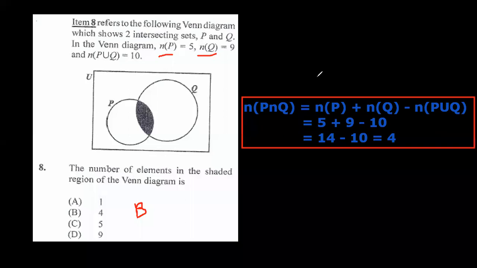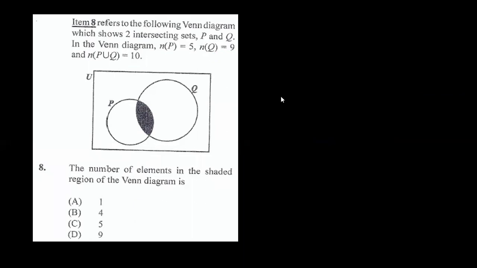Right, so N of P is 5, N of Q is 9, take away N of P union Q is 10. So I'm going to substitute each of these: 5, 9 here, 10 here, add them, take them away, and the answer is B. Right? It's as simple as that. How do you feel about that, Thais? Awesome.